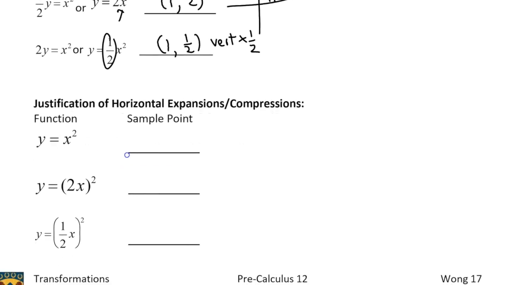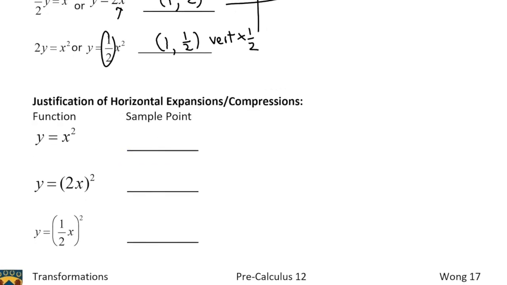Now, I know you've been waiting for this part right here. What's going to happen with our expansions and compressions for horizontal values? So let's do that same thing. Let's pick the point 1, 1. And if we want to retain a y value solution of 1, what would we need to put in for x for that to be true? Well, this x right here needs to be substituted by 1 half in order for this to equal 1.